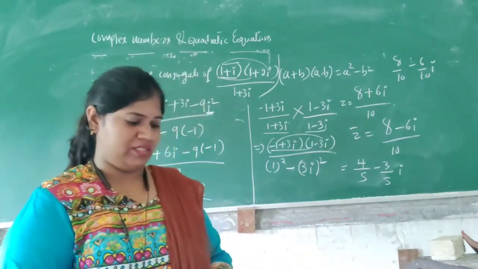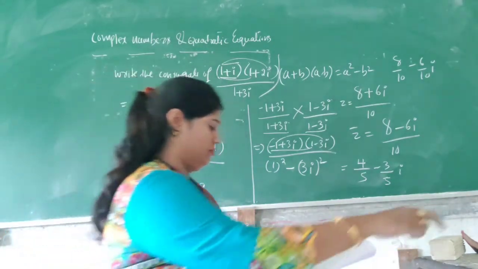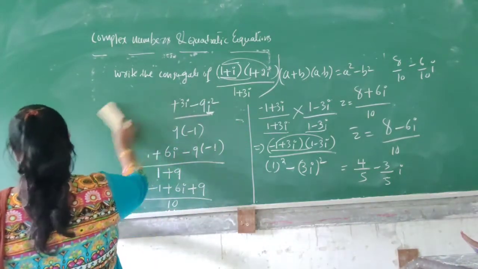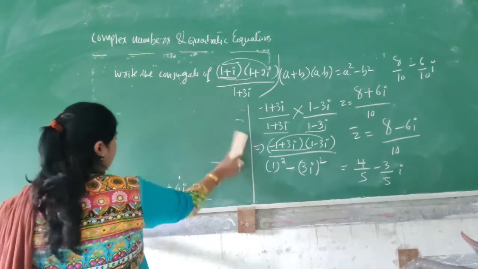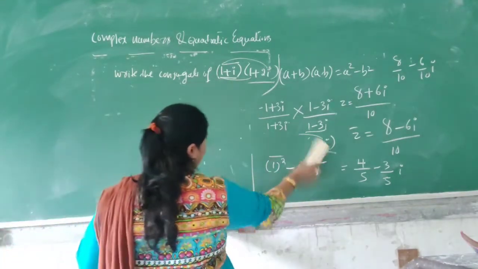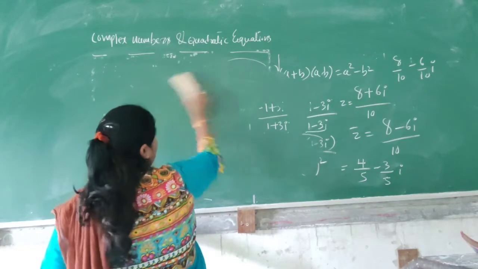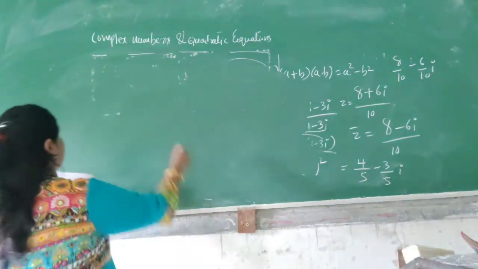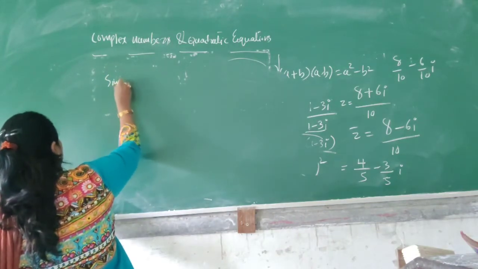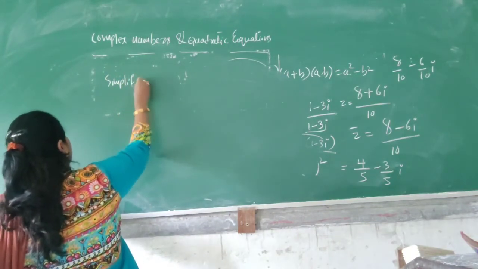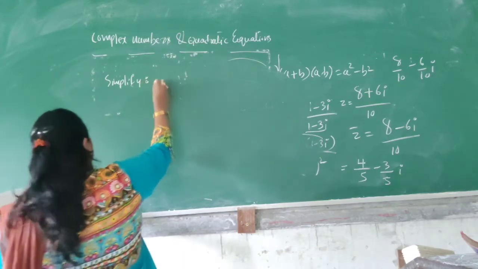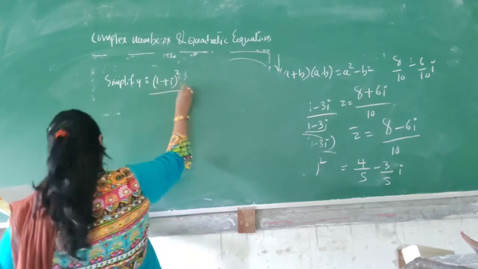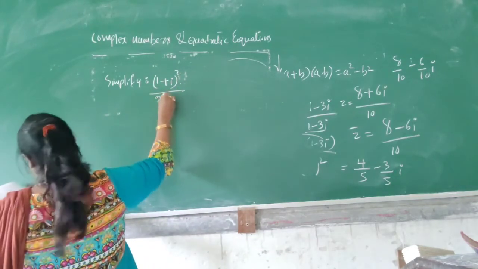Okay, students. So simplify (1 plus i) whole square divided by 2i.